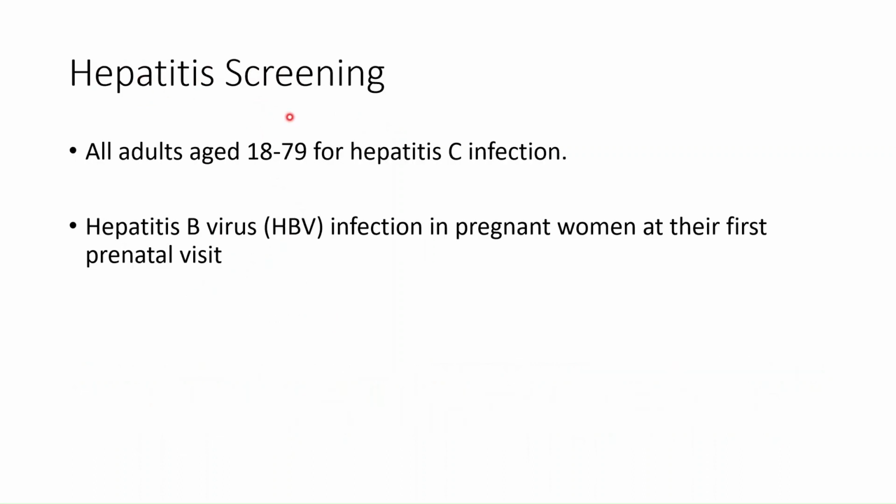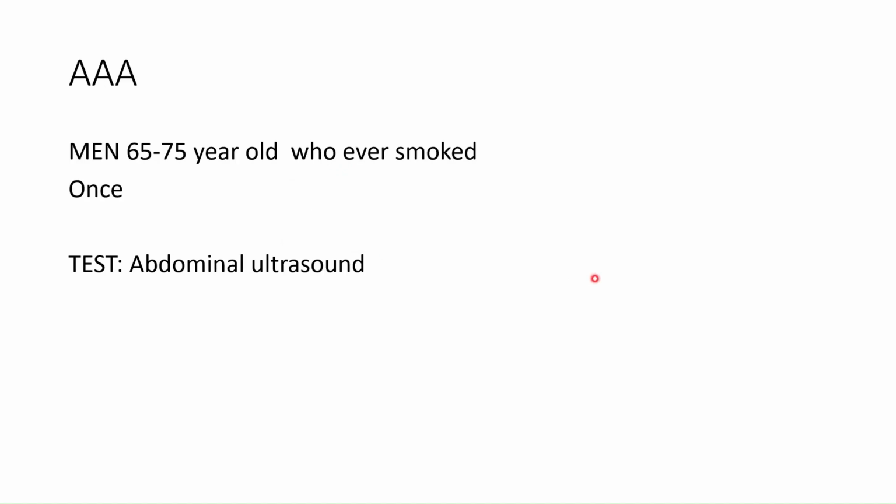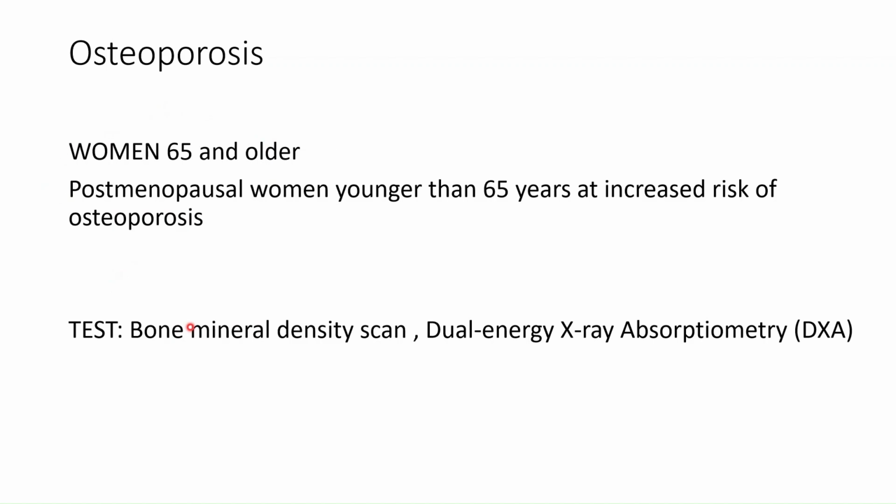Another one is hepatitis screening. For hepatitis C, we screen all adults who are 18 to 79 years of age. Hepatitis B, we screen in the first trimester or first prenatal visit of pregnant women. Abdominal aortic aneurysm, we screen once in patients who have a smoking history, men 65 to 75 years of age, and the test used is abdominal ultrasound.